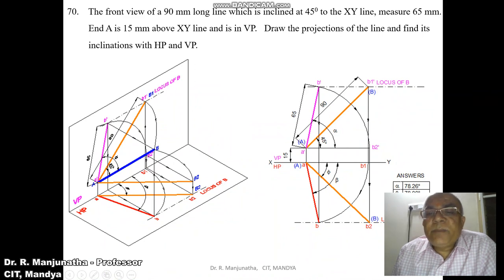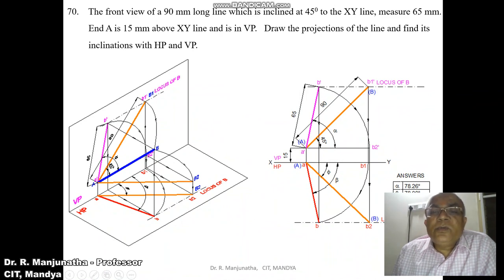As we know that this is parallel to the XY line in the front view, its corresponding top view will be in true length. So we mark this as capital B and capital A in brackets. Join A to B2 with a line a little bit thicker than the XY line. So this is how we find the true length in the top view.